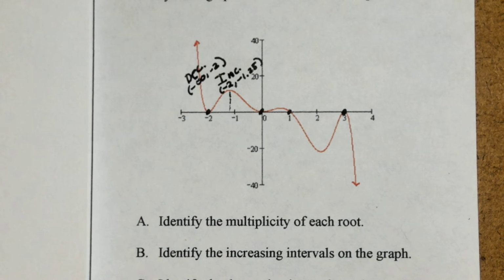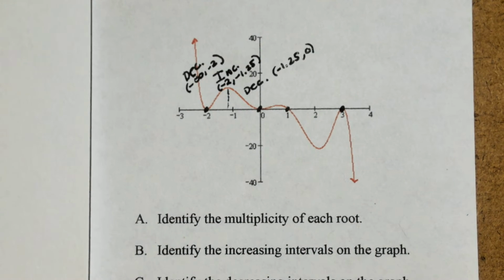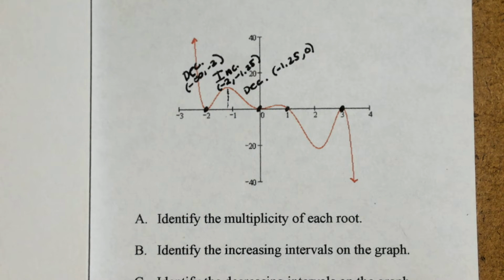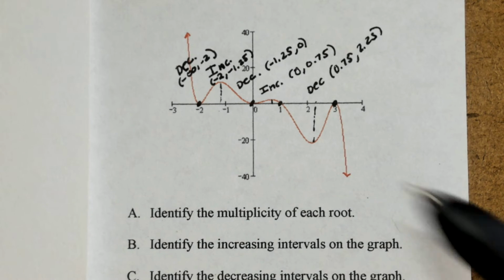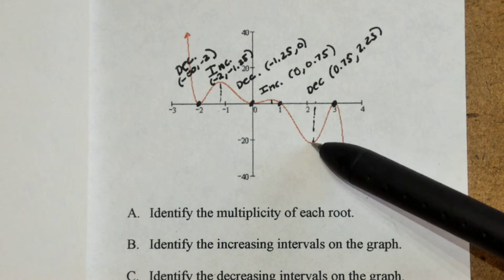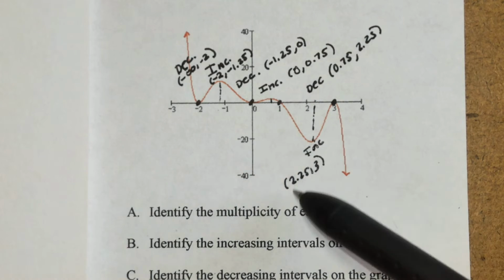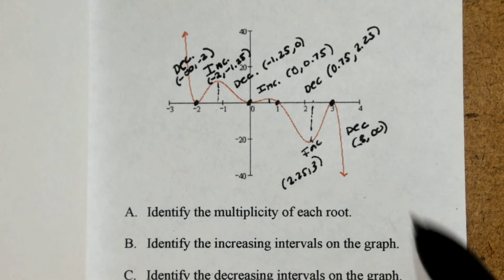I'm approximating here. It's going to increase from -2 to -1.25. Again, we do this in terms of x values. From -1.25 to 0, it is going down, or decreasing. From 0 to 0.75, it's an approximation on my part, both in terms of x values, it is increasing. And then it's going to decrease from this 0.75, and it continues to decrease until approximately 2.25. It will increase from when x is 2.25 up to 3, before finally decreasing from 3 to infinity.